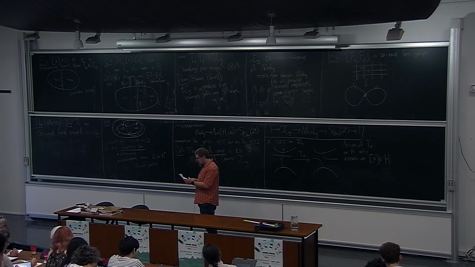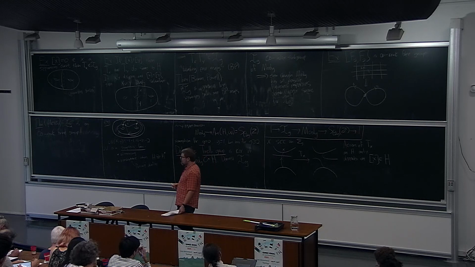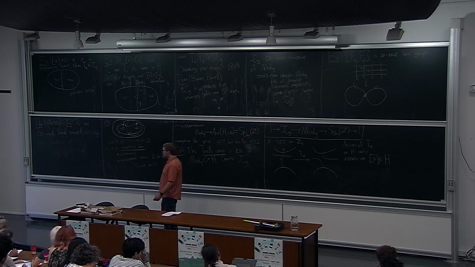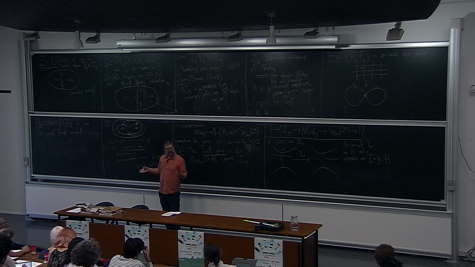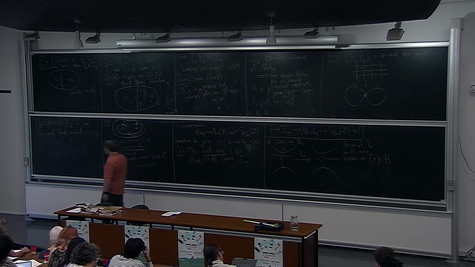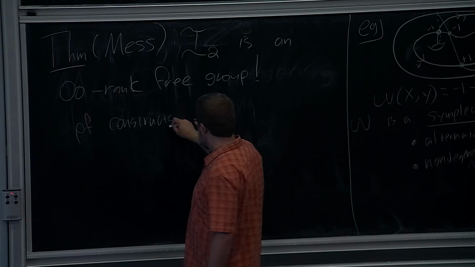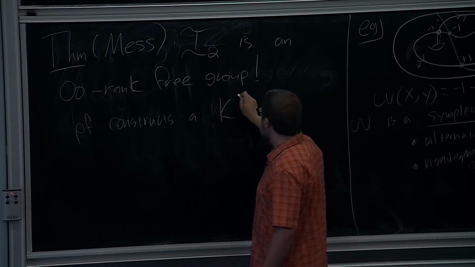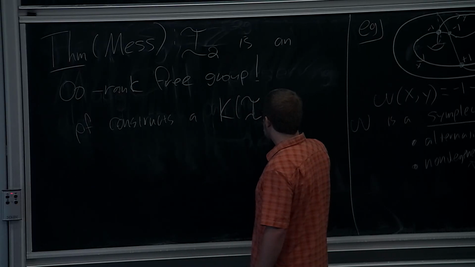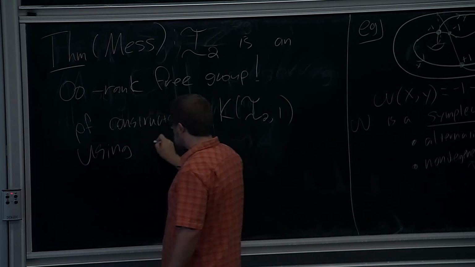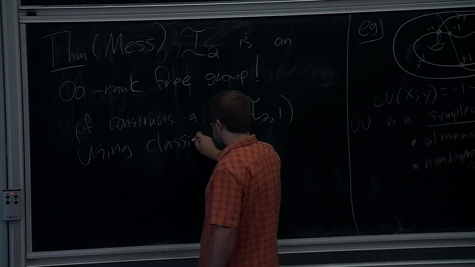So I don't have time to give you the complete proof of this right here, but I want to say something about it. The proof of this, you remember I spent all that time on algebraic geometry last time. The proof of this actually uses algebraic geometry. So the proof constructs a K(Torelli, 1) using classical algebraic geometry.